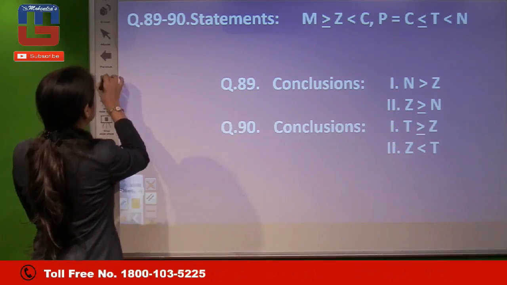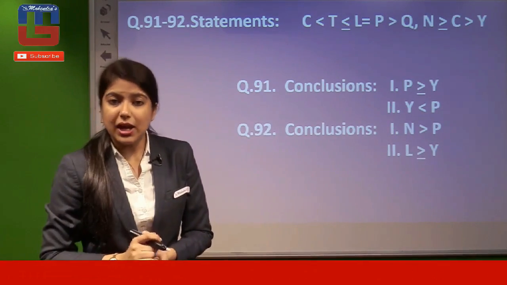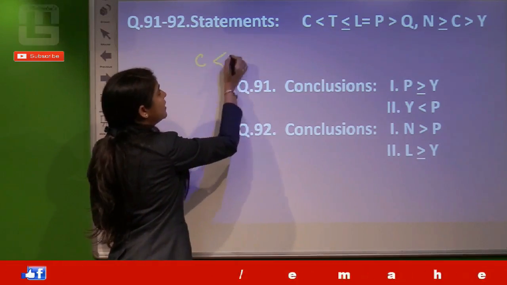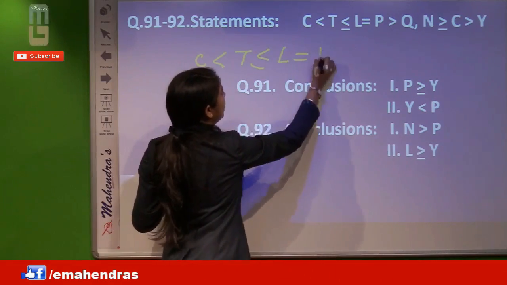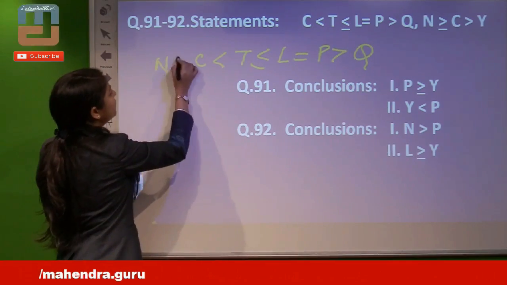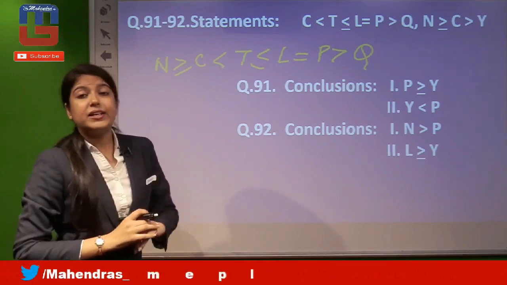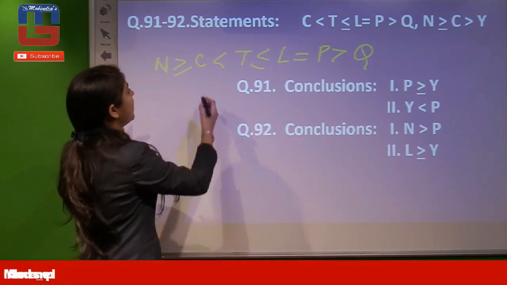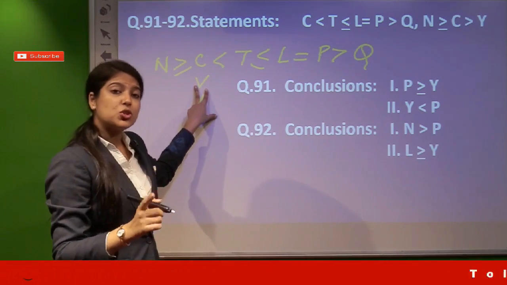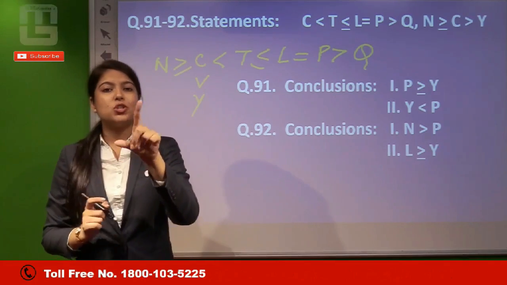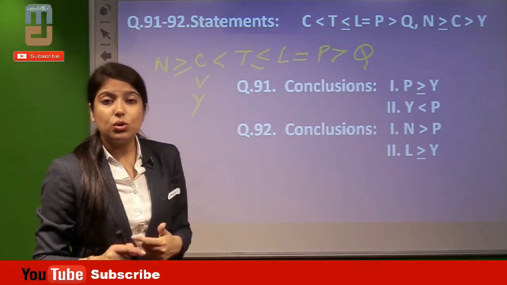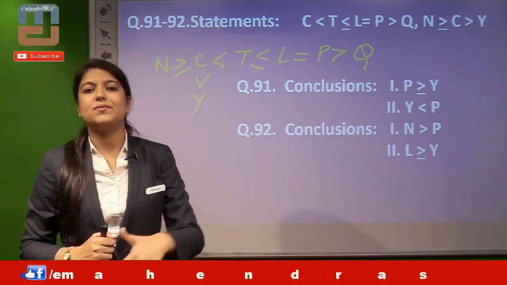Now let's check question number 91 and 92, again based on the inequalities part. The equation is given to us, so we'll directly frame it: C lesser T lesser equal L equal P greater Q. Now comes N greater equal C. Place it over here, no worries. Now C greater Y. We don't know where to put Y, so we can put it over here, and the sign has to be shown as C greater Y, which means the sign opening should be towards C. So we can put the character Y over here, rather than writing the equation again 2 to 3 times, because we have to save the time also.